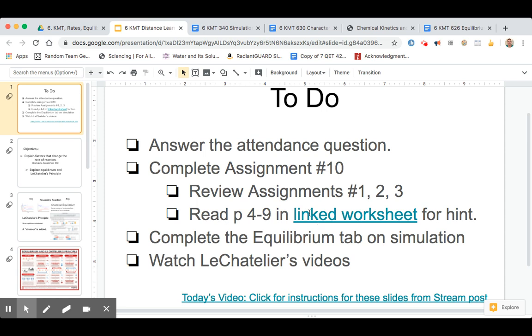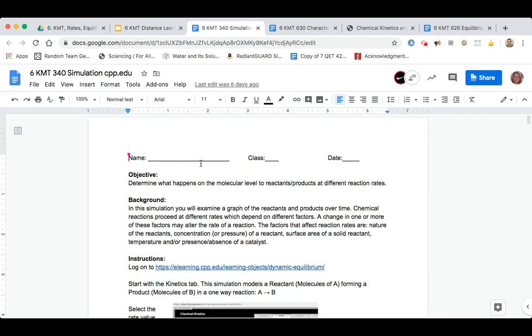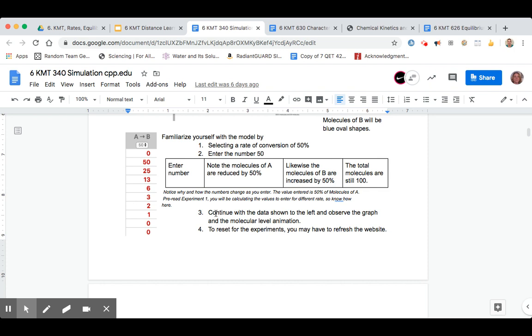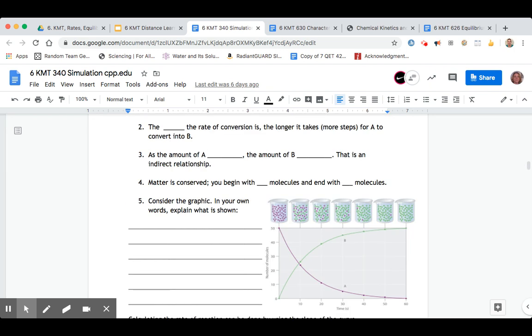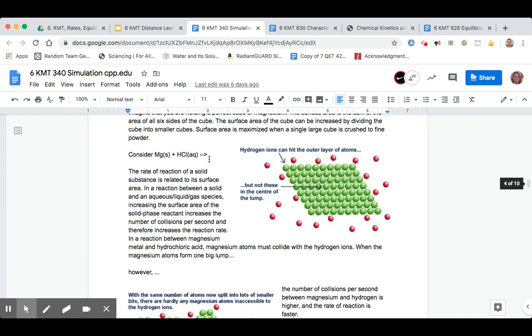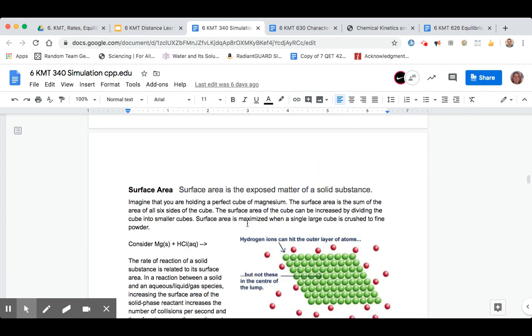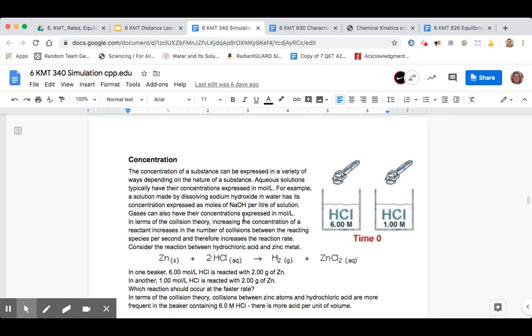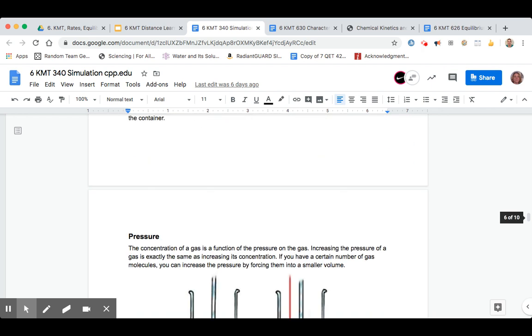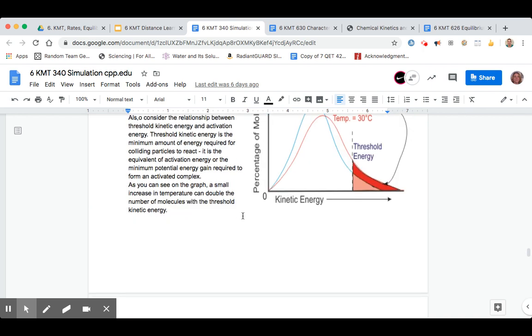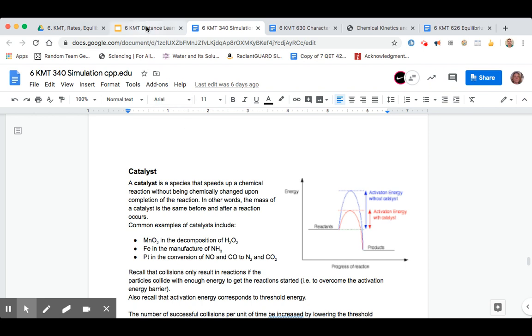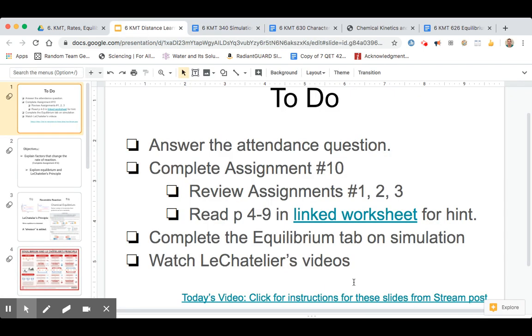Also, you can click this linked worksheet. The linked worksheet is going to help us with the equilibrium tab. It's going to remind us. I had attached this worksheet once before, and it went over how to use the simulation for experiment 1. We're going to be doing a little bit more today. But it also had on page 4 information about surface area. On page 5, information about concentration. Page 6 was about pressure. Page 7 was about temperature. Page 8 was about a catalyst. And that can really help you complete that assignment 10.